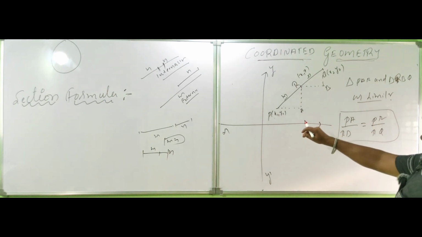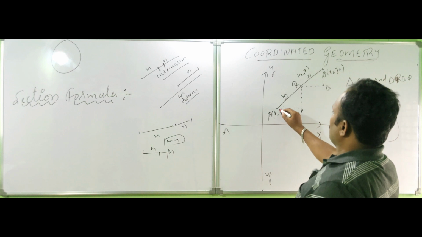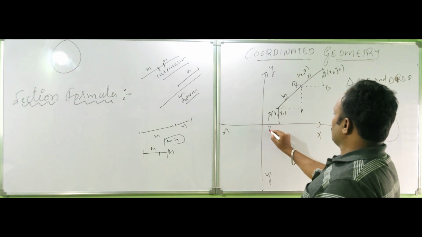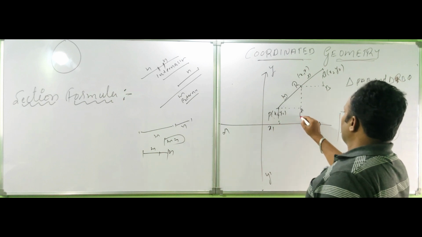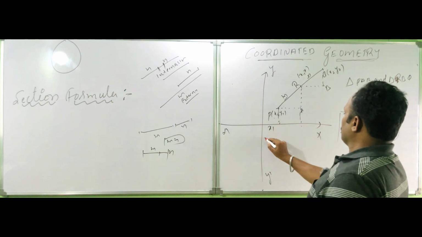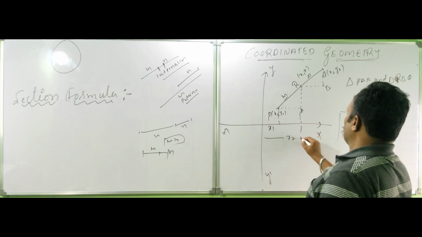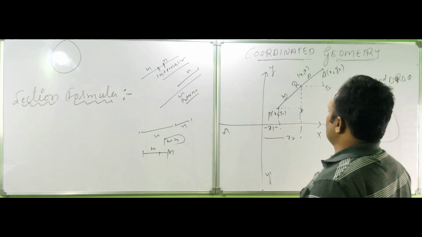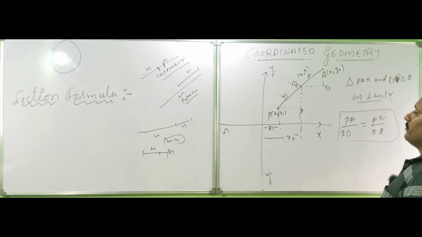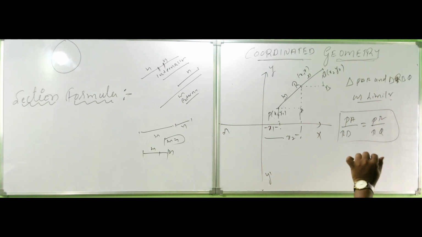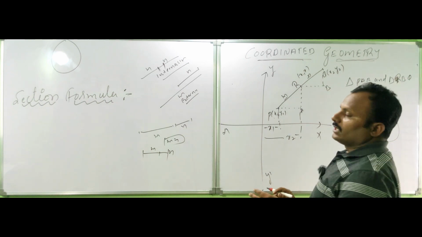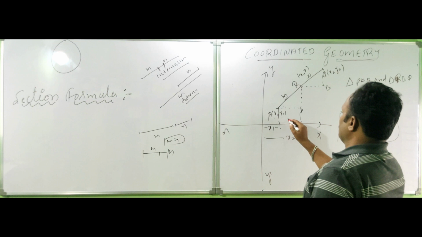What is PA? Just understand again. P is equal to x1, and A is equal to x2. What is the distance between P and A? The distance between P and A is x2.